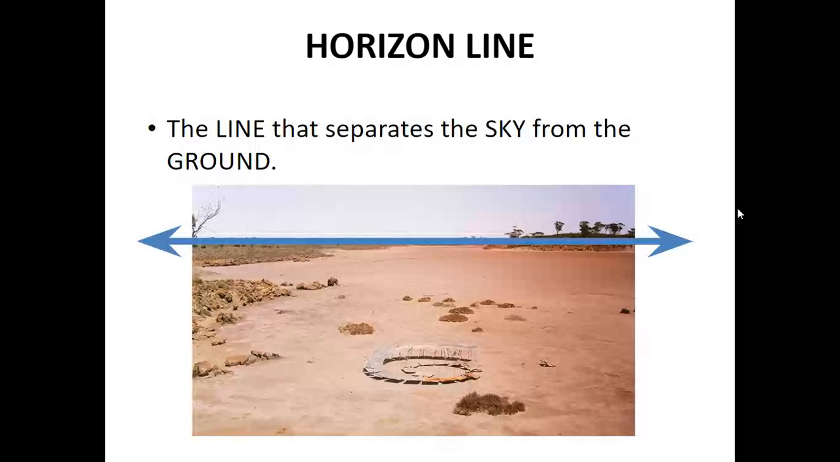Next, we'll be defining horizon line. The horizon line is the line that separates the ground from the sky. So if we look at this artwork, the ground is below the blue line and the sky is above that line. Anything below that line is touching the ground, and anything above that is extending off the ground, reaching up into the sky, or could potentially be floating, like a cloud or a bird or something else.